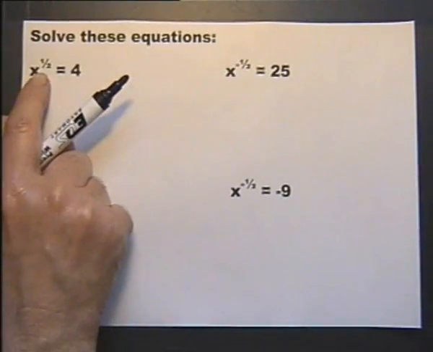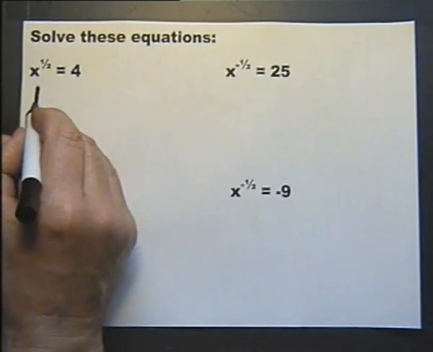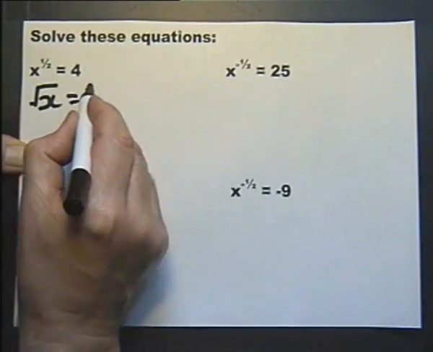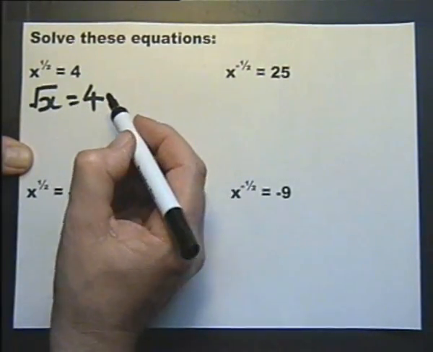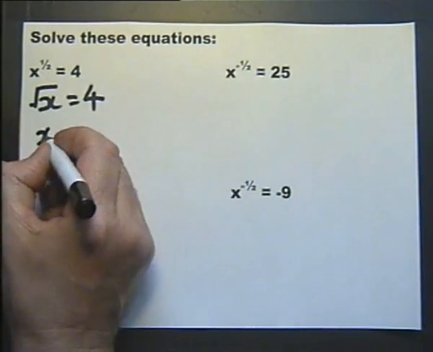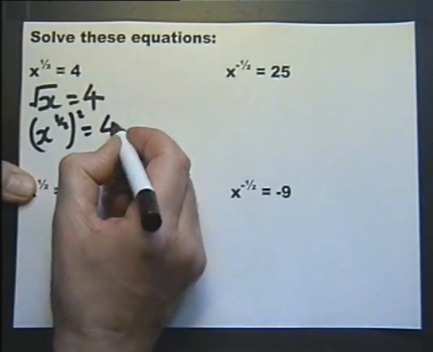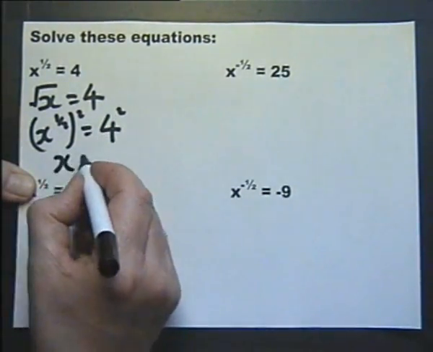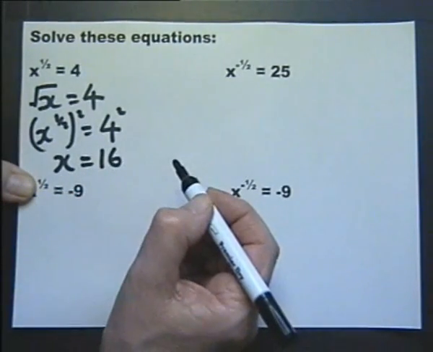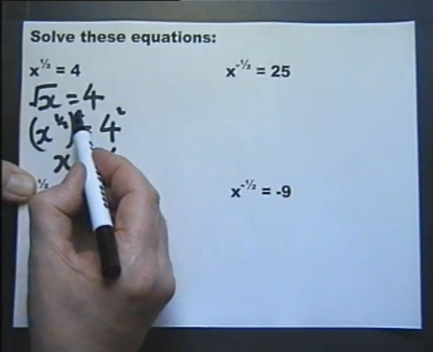Now this is saying x to the power half equals 4. In other words, the square root of x equals 4. To solve this I need to square both sides. So if I square this side and I square this side, I find x itself is 16. Notice that 2 times a half is 1.